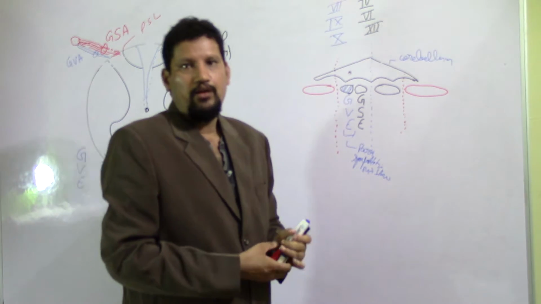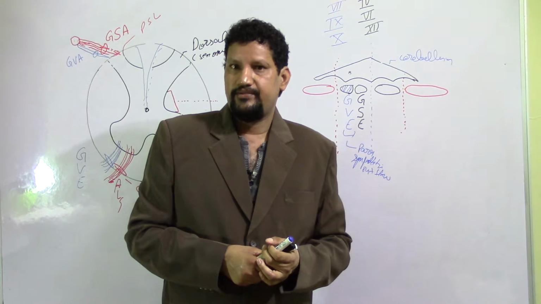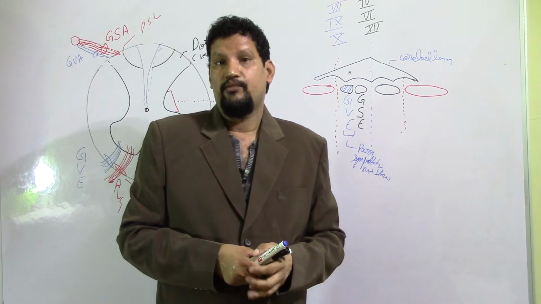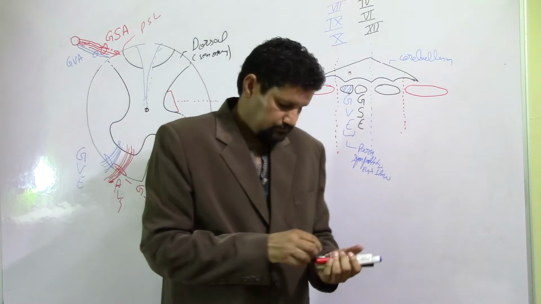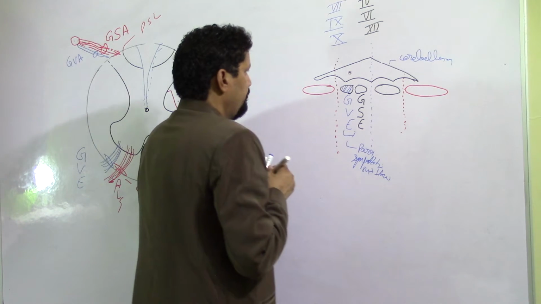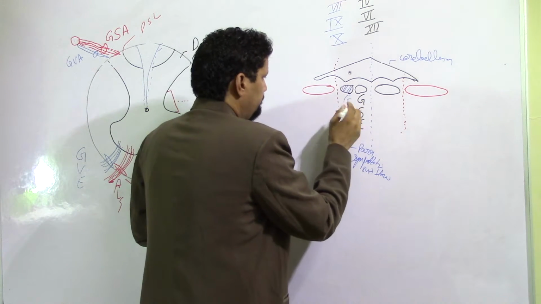Now one special, not only special but very special nucleus develops in the brainstem in the form of branchiomotor outflow. I will draw this nucleus here in the anterior part.